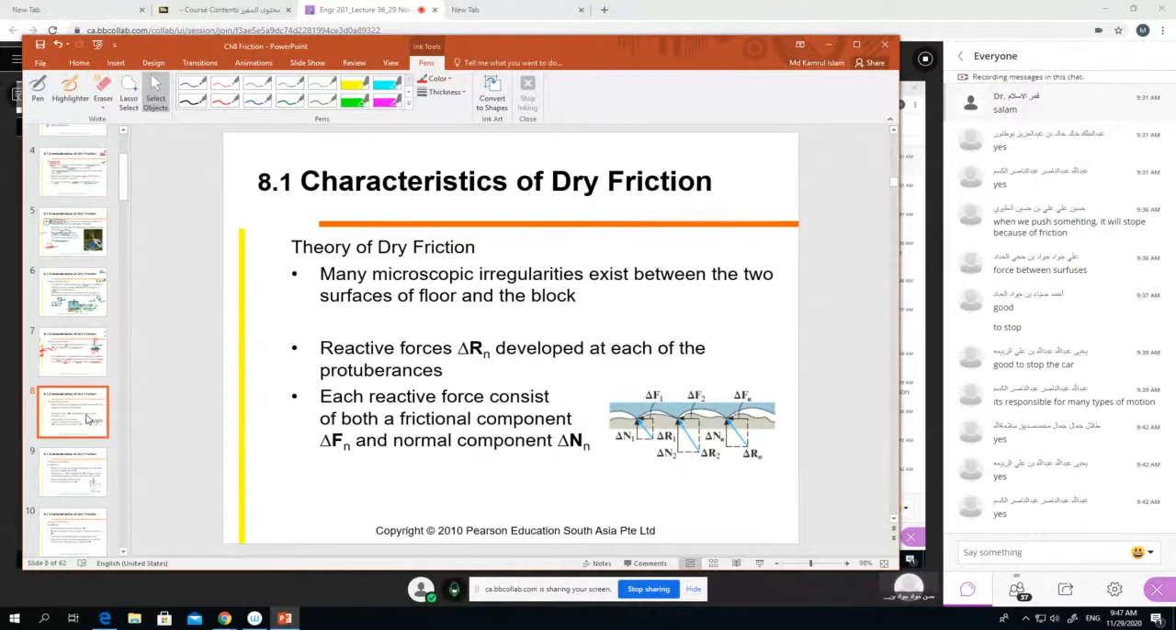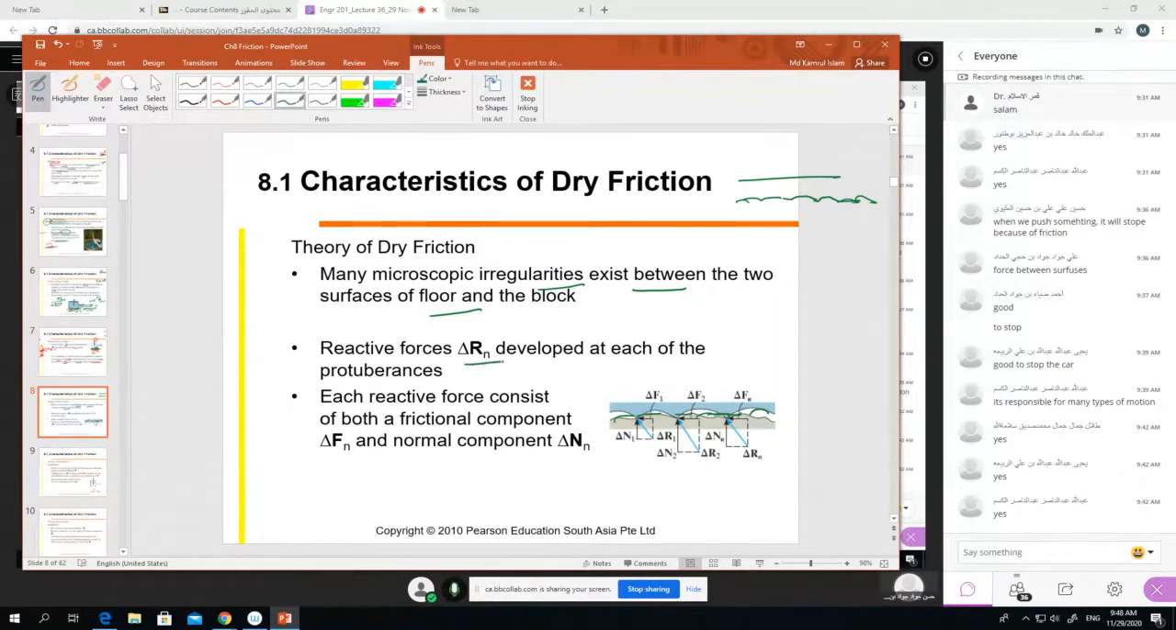So many microscopic irregularities exist between the two surfaces. If you try to see why there is friction, even though we say a surface is smooth, that is only with our naked eye, our bare eye. But if you look at it under a microscope, you will find the surface is not as smooth as we think. It is somewhat rough, like the example here. So microscopic irregularities exist between the two surfaces, and these irregularities create the friction.